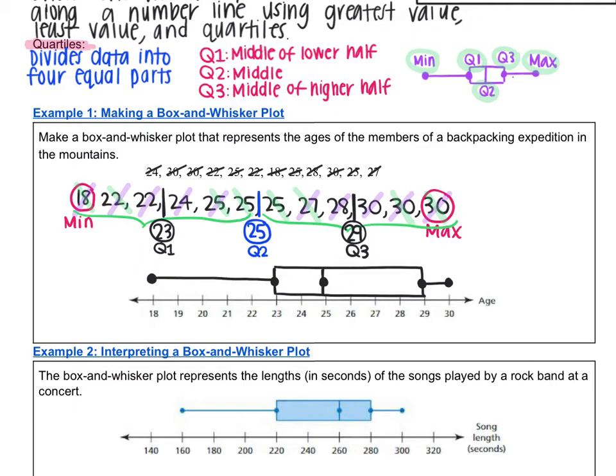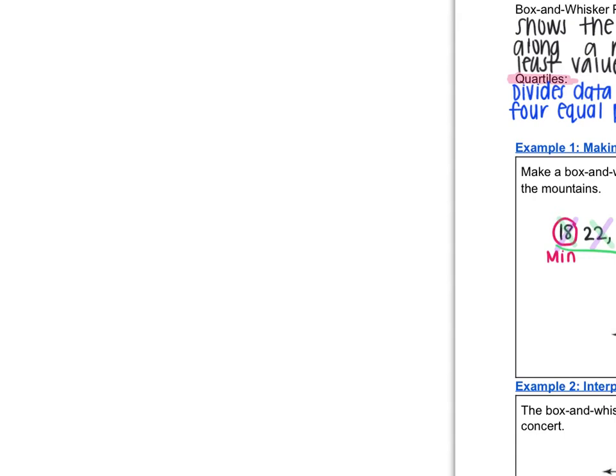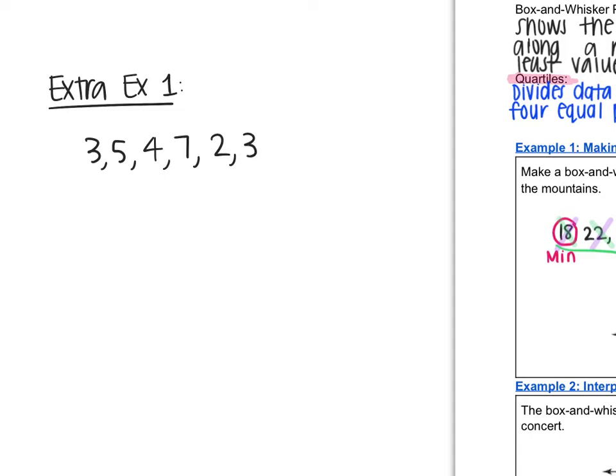We're going to try one of these before we get to actually interpreting this. So why don't you guys just find some extra space. We'll call this one extra example 1. If you're feeling good about this, you can just go ahead and try this. If not, just keep listening and I'll go through how to do it. So I'm just going to give you some data here. Your numbers will be 3, 5, 4, 7, 2, 3, 4, 6, 4, 5. I want you to create a box and whisker plot.